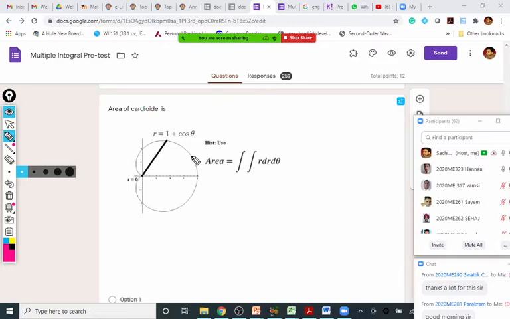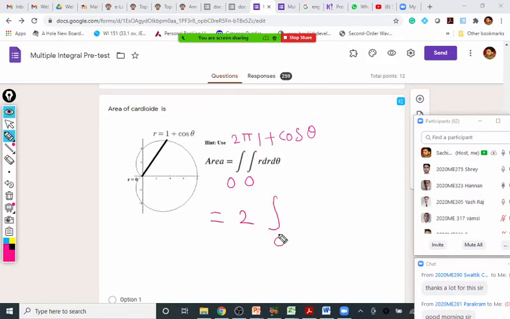Sir, r is 0 to 1 plus cos theta, correct? And the limits of theta are 0 to 2 pi. So 2 times 0 to pi, and then r from 0 to 1 plus cos theta, r dr d theta. Both are correct.